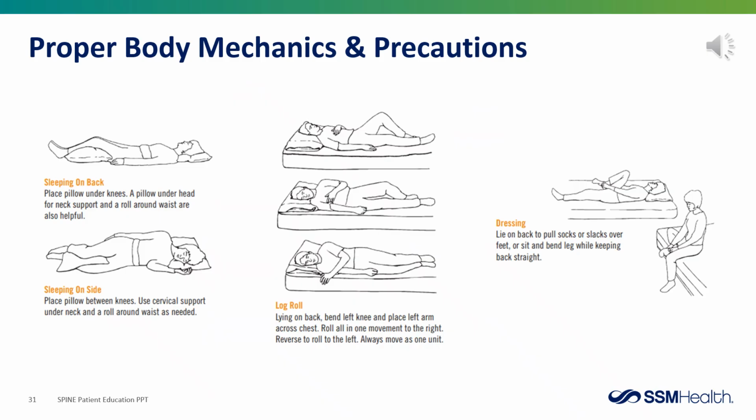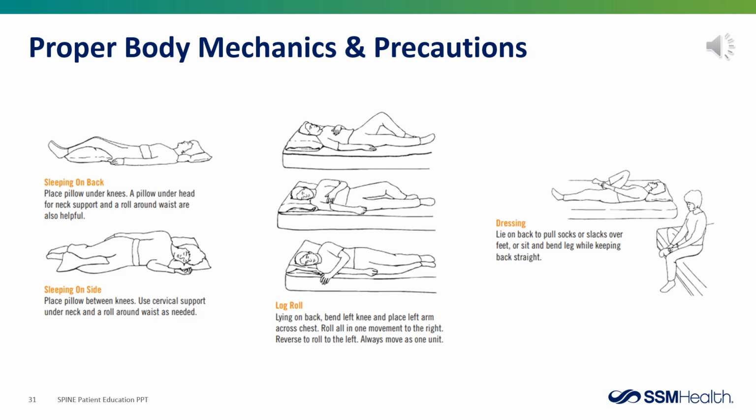Proper body mechanics and precautions. These are just some tips and tricks that may be able to help your transition home after surgery. So sleeping on your back, you may place pillows under your knees and under your head to help provide support where needed. If you sleep on your side, you can place pillows between your knees and again underneath your head to provide support. You may also feel more comfortable sleeping in a recliner because it puts your neck and your low back at different positions than it would be laying down in bed.